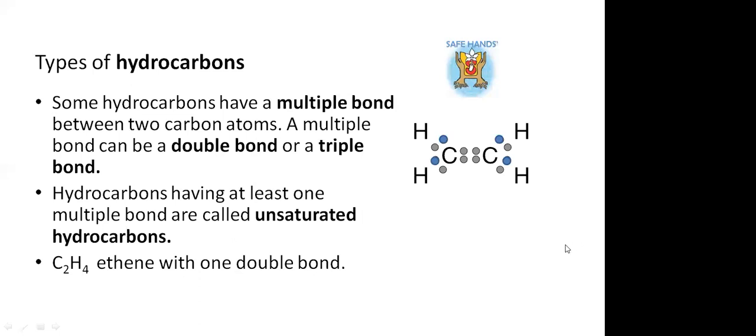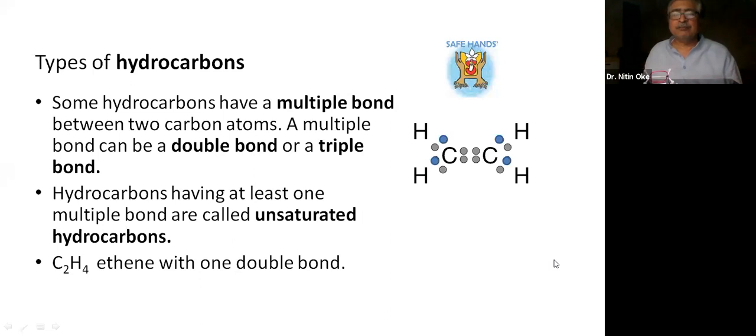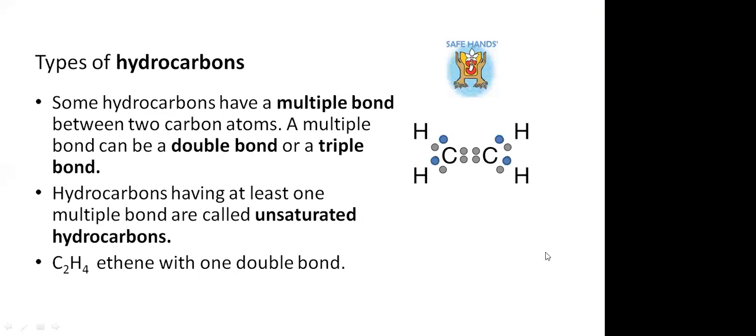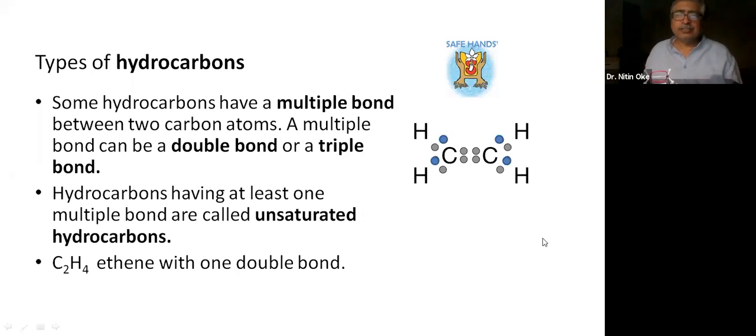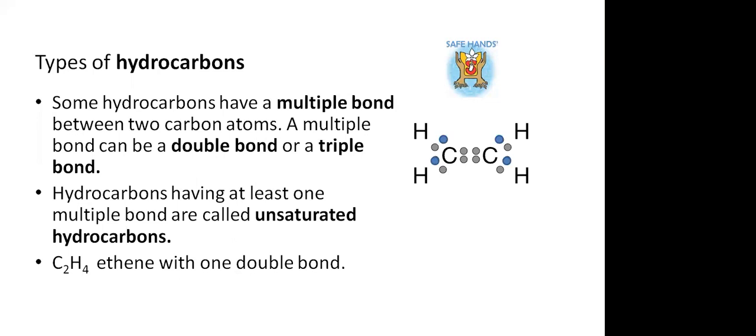Excuse me, sir. Please. Sir, can a single bond be formed from a double bond? Yeah, obviously when your double bond breaks, it will form a single bond. So, sir, therefore, a double bond or a triple bond is called as unsaturated. Yeah, it is called as unsaturated. Okay.